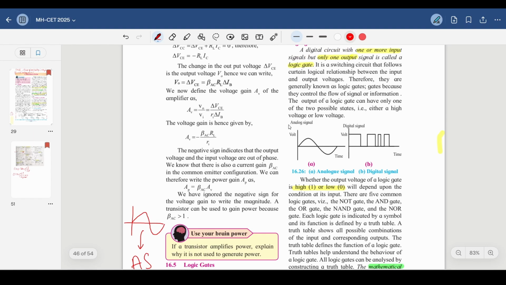So see, this is the analog signal, a simple sine wave. But in case of a digital signal, there are only two states for the voltage value. It's either 0 or it's 1.